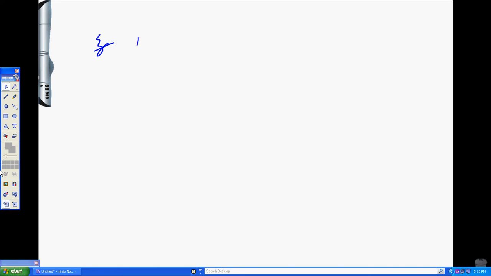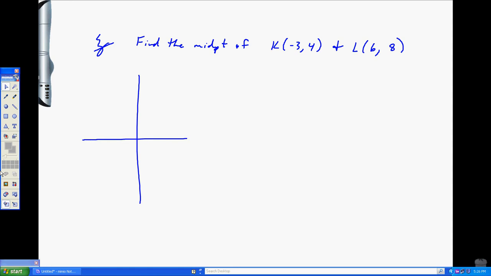So if I said find the midpoint of K, we'll use here -3, 4, and L, let's go with 6, 8. Okay, first off, you don't ever have to plot these. I'm not asking you to plot these. I will ask you to plot them later on, but for now I just want you to calculate them. But we'll plot it just so you can see approximately where it's going to be.